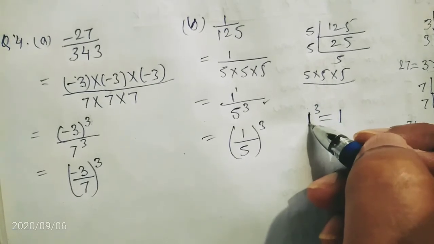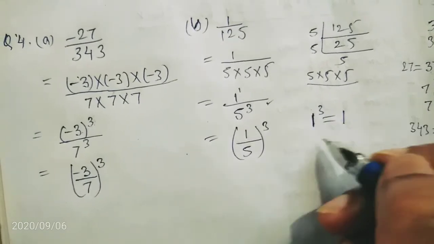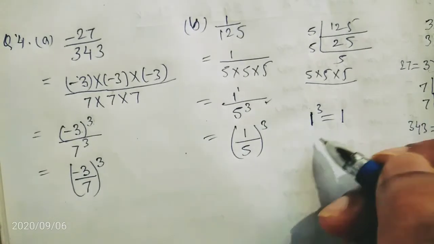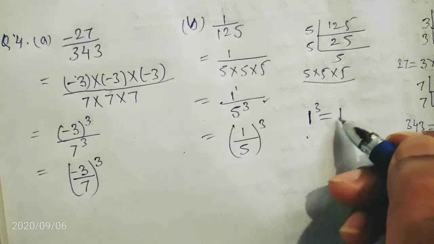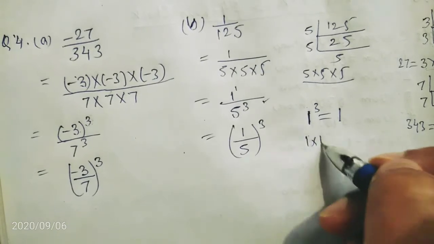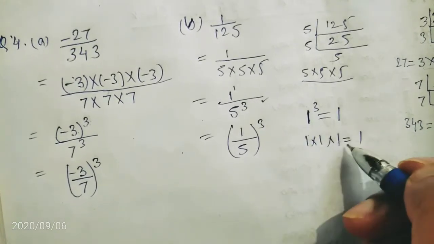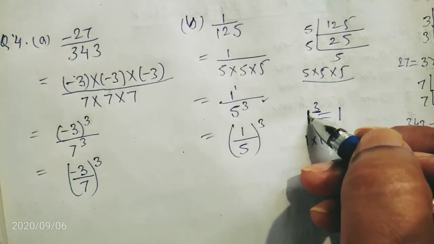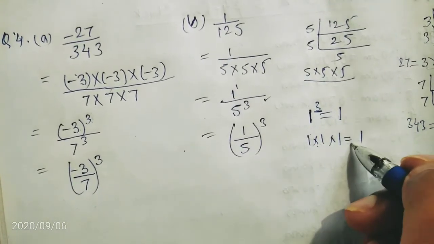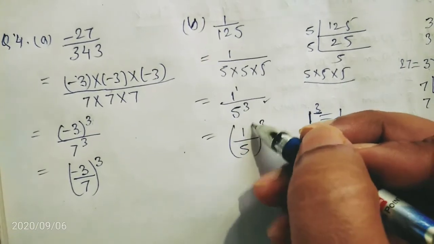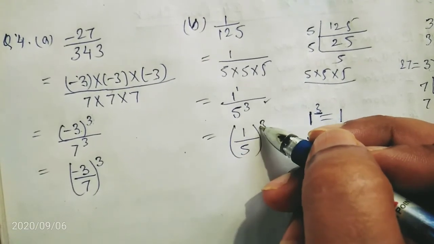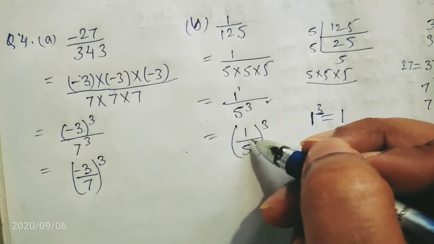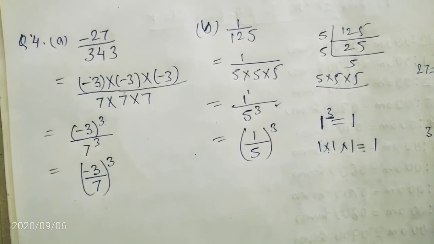1 is the number which you multiply 3 times and you will get 1 only. See, 1 into 1 into 1 is 1. Whatever power you give to 1, the answer is always the same, 1. That's why we have given 3 here also. So 1 by 5 to the power 3, that is the answer.